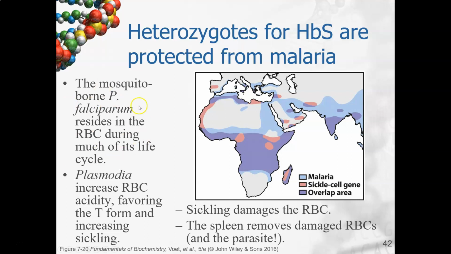And what happens is there's this complicated life cycle of the plasmodia that causes malaria, and it increases the acidity when it's inside the red blood cell. That favors the T form, as we just talked about, and increases sickling. So sickling damages the red blood cell, so the spleen removes the damaged red blood cell and the parasite. So if you're heterozygous for sickle cell, you are protected against malaria and you don't have sickle cell disease. So you're in better shape than somebody who either has sickle cell disease or somebody who's normal.